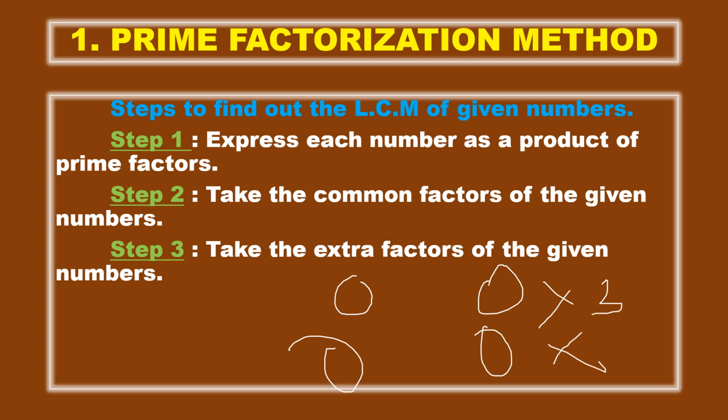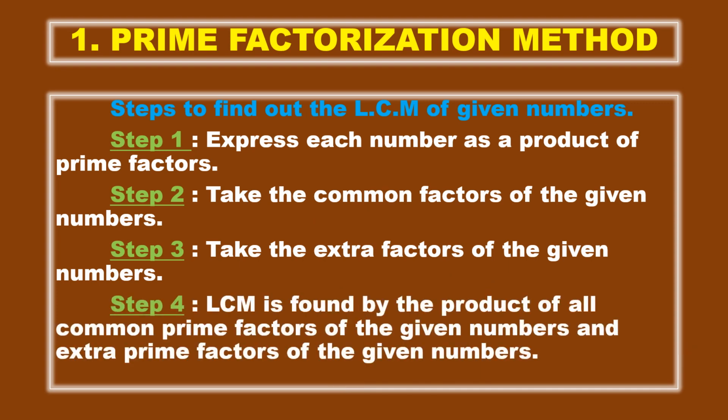Suppose I have 3 here, I have 11 here, and here I have some 2 and 5 like this. Common I have 2 and 5, and extras I have 3 and 11. In the second step you should pick out the common factors, then you should take out the extra factors also. Now what should we do with these two?